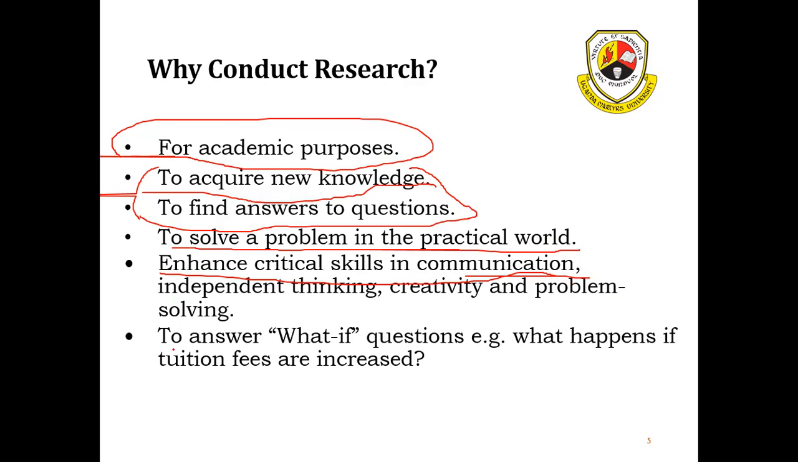So research also helps us answer the what if questions. What happens if I apply this application into this context? What happens? Okay.